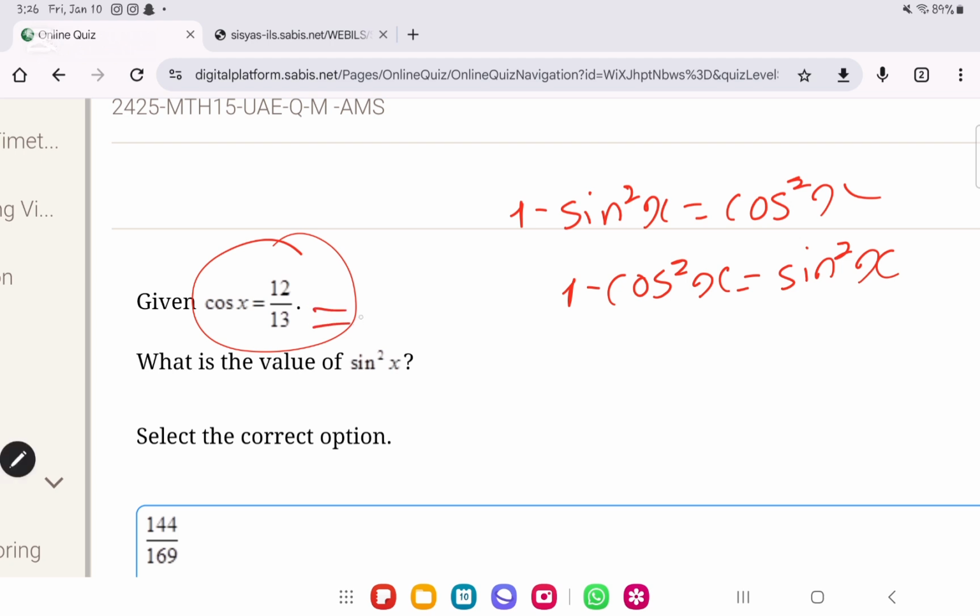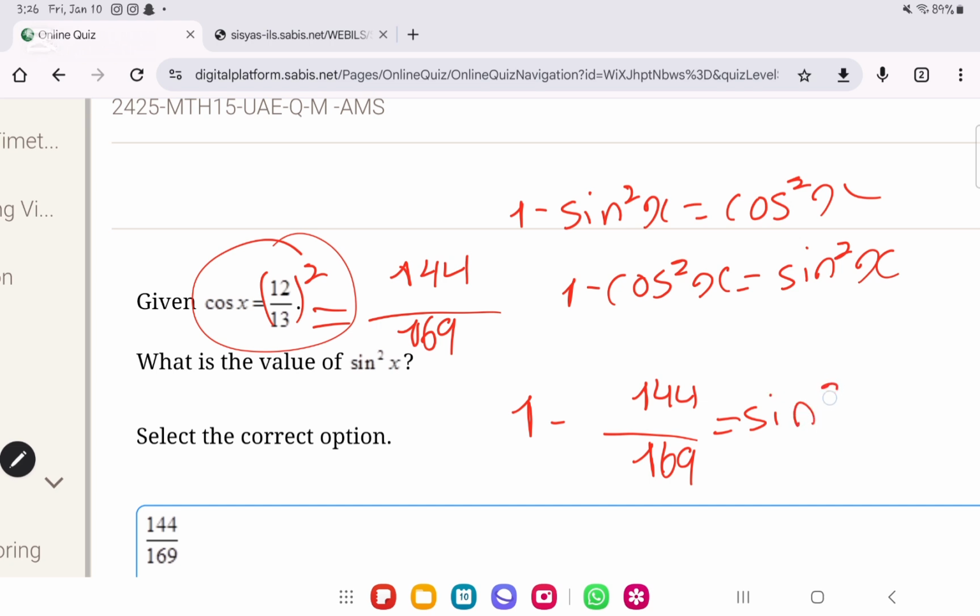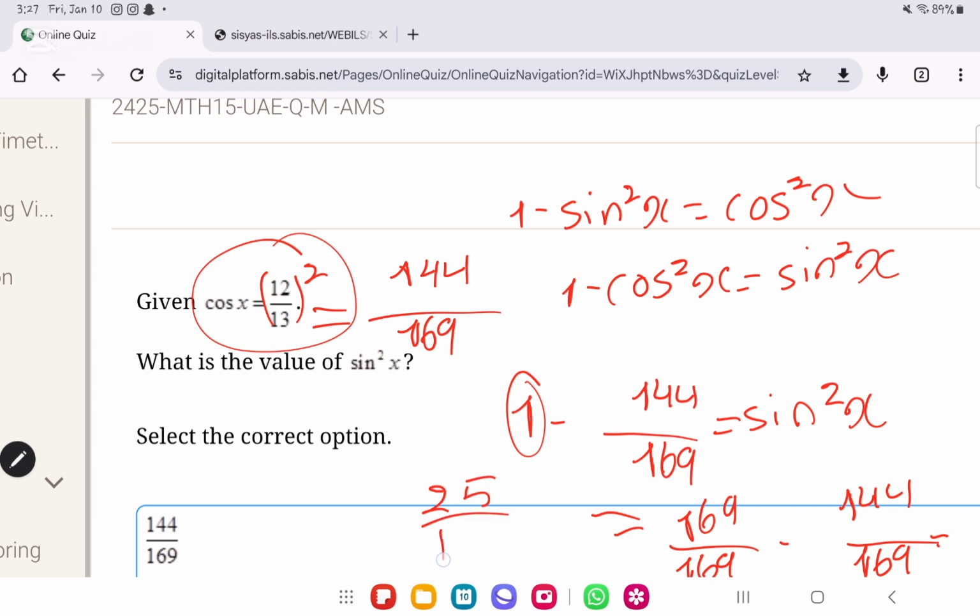So cosine squared x, we need to square this. It's then going to become 144 divided by 169. So we're going to do 1 minus 144 divided by 169, which is equal to our sine squared x, what we are looking for. Okay, so 1 is equal to 169 divided by 169. So we subtract 144 divided by 169, and we are going to get, I think, 25 divided by 169. So this is our answer over here.